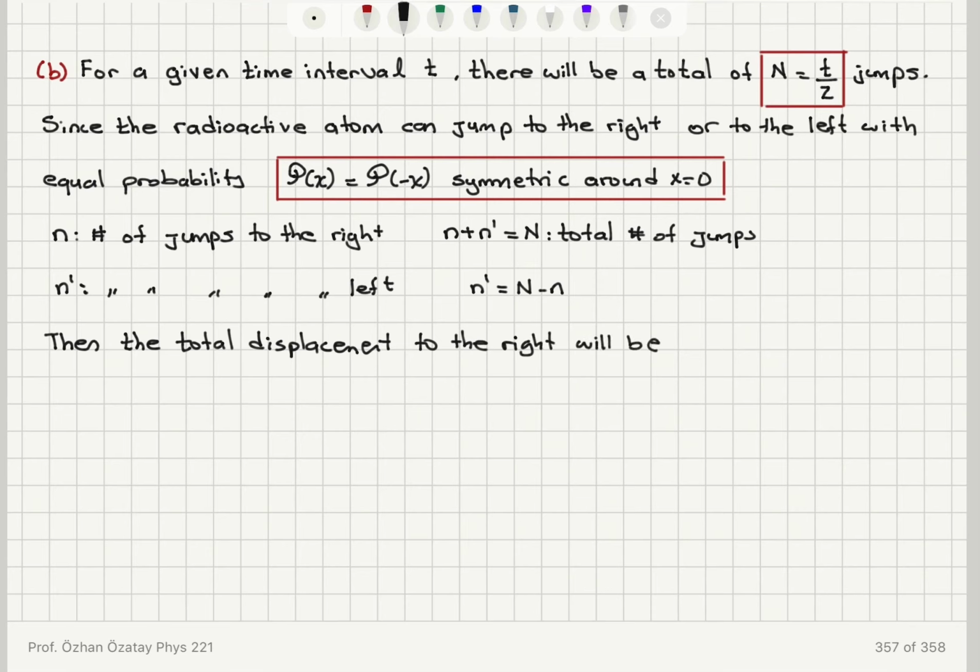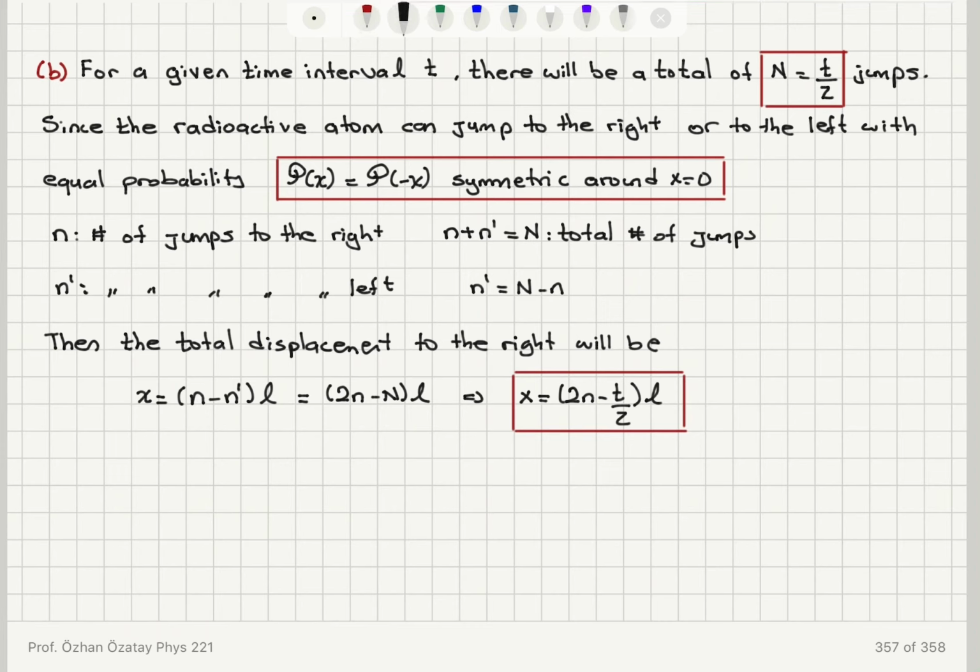This will be x is equal to the net number of displacements to the right, n minus n prime, times L. And since n prime is equal to capital N minus n, it is 2n minus capital N times L, which is basically telling me that x is equal to 2n minus t over tau times L. Okay, so I have these three conclusions.